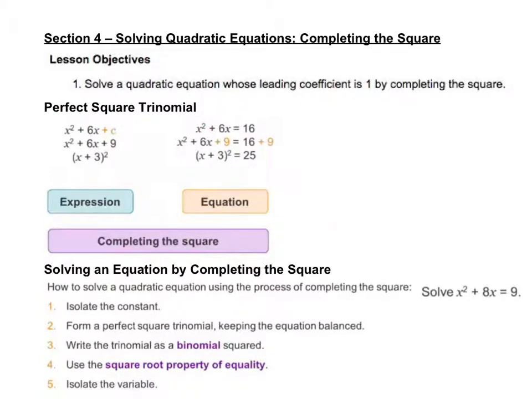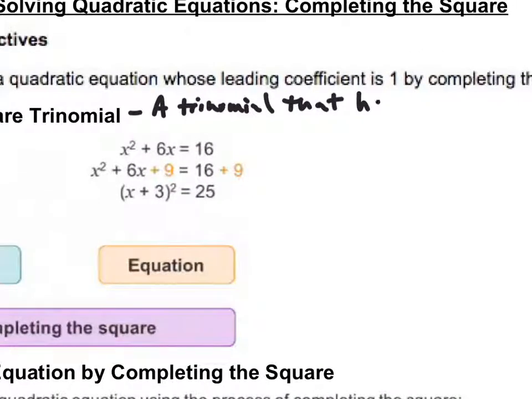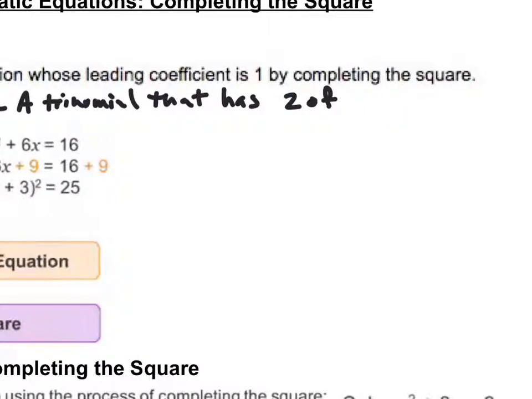And that is, and let's write this in here, a perfect square trinomial is a trinomial that has two of the same factor, okay? And that's important that we have that written down, okay?